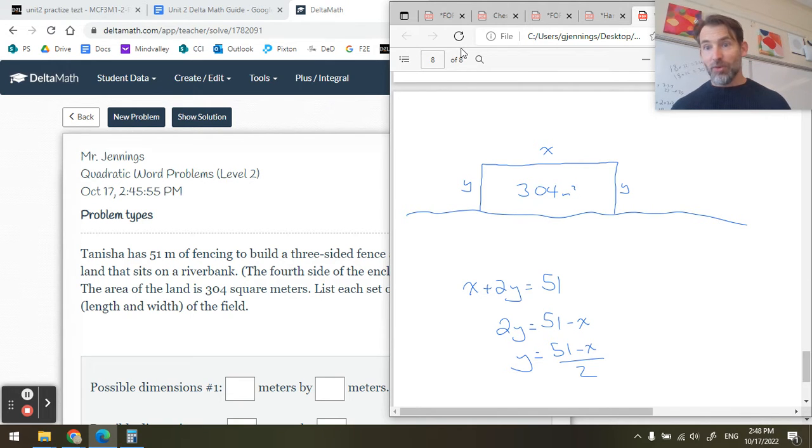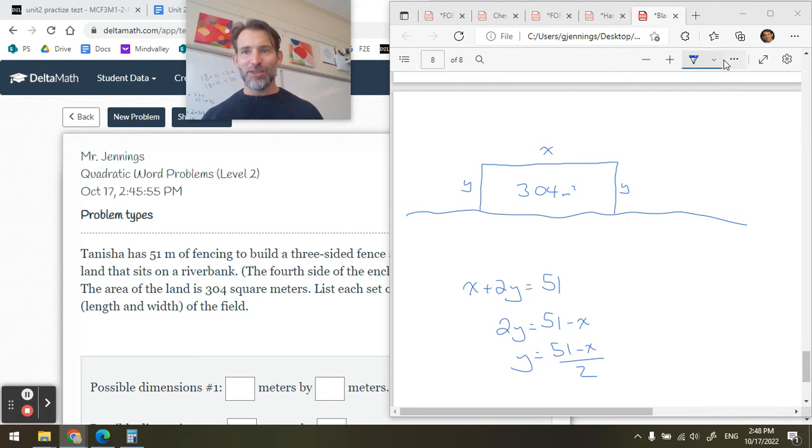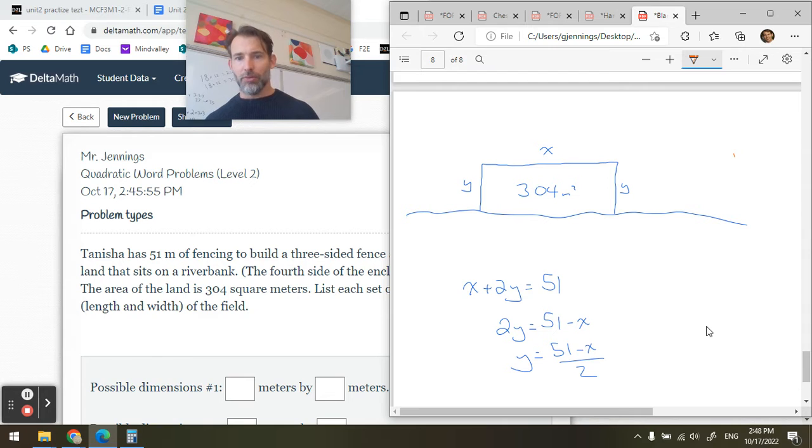Or I'm already regretting it. I really wished I'd solved this for x instead. Maybe I'm like, I don't like those fractions. I want those fractions to go away. So let's try this question a different way. All right, let's do it a different way. I'm all for doing it different ways. So let's start over here. Okay, go away. There we go.